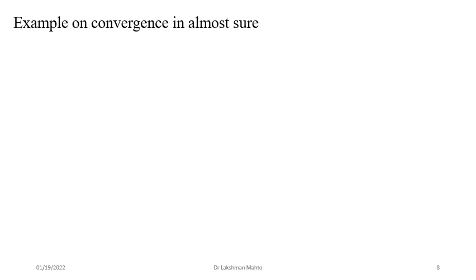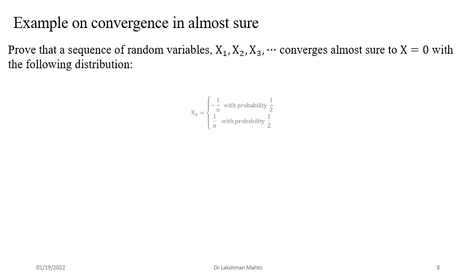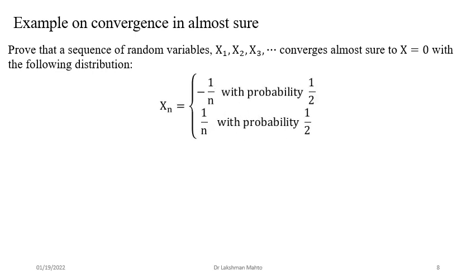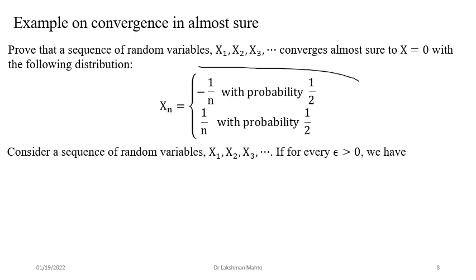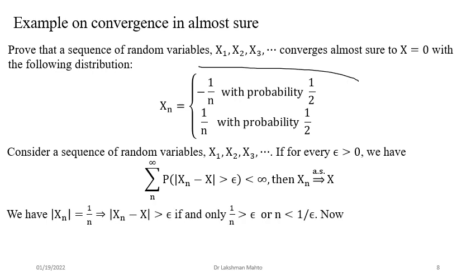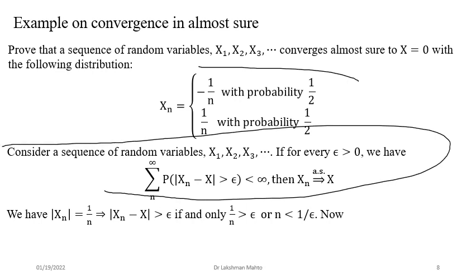There is one example of convergence almost surely. If you take a sequence of random variables with a distribution like this, how can you establish convergence almost surely? There is one more result you can apply. It says that if you have a sequence of random variables, then for every epsilon, if this sum is bounded, a finite number, it implies convergence in the almost sure way.